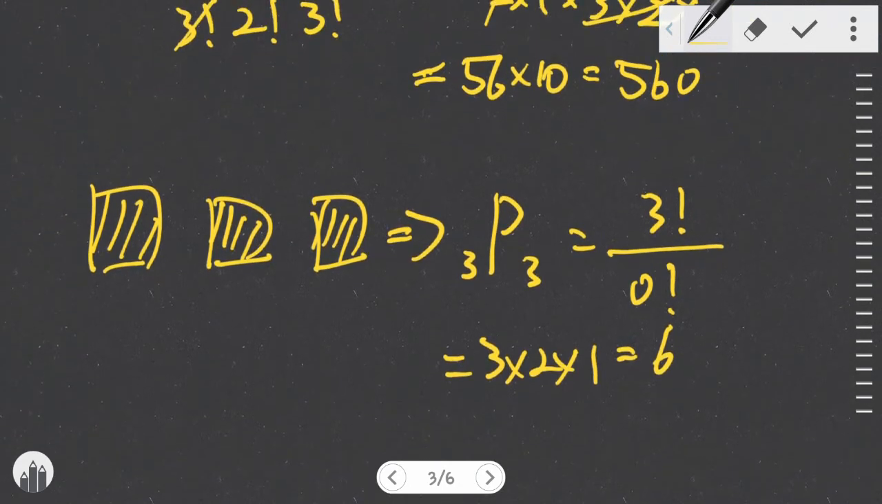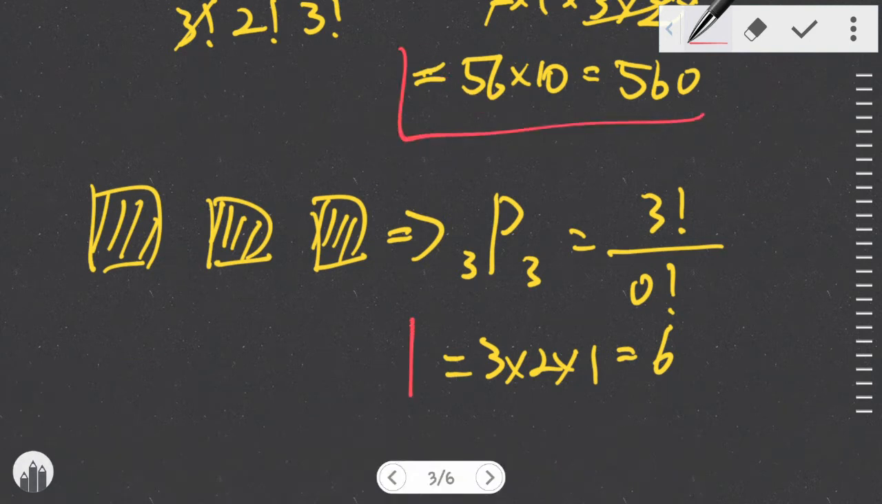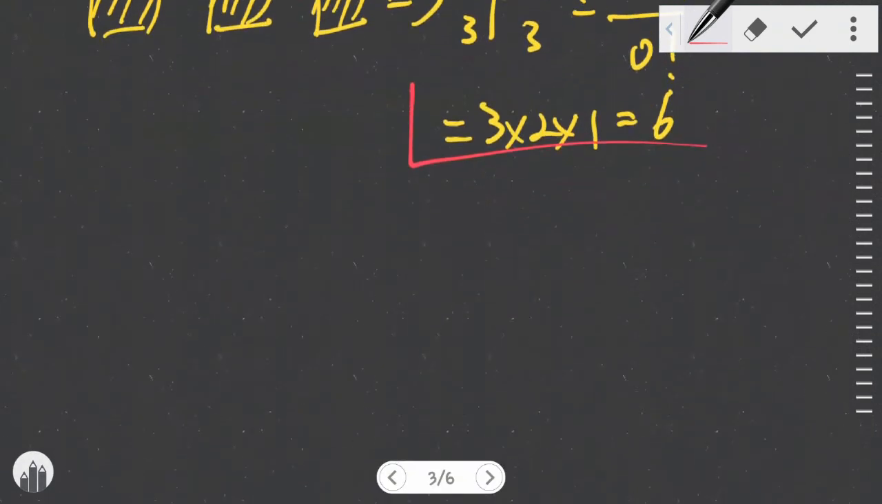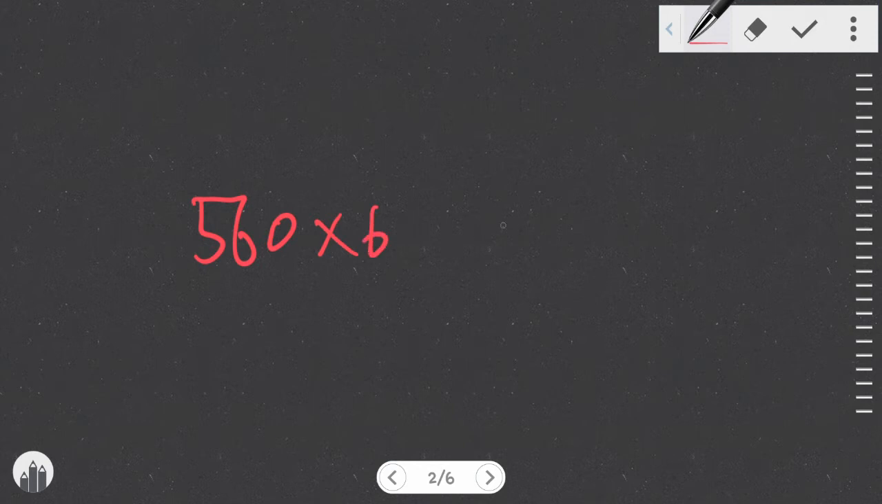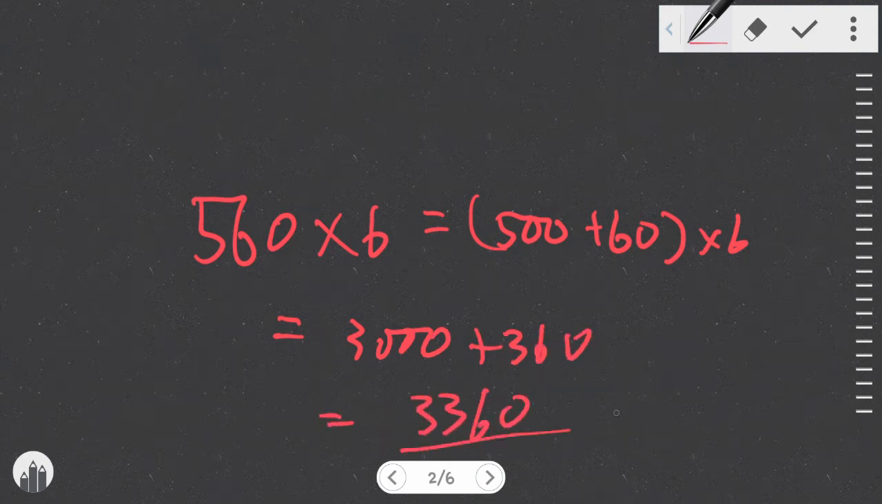So now we have the number of ways of choosing 3 flags and aligning 3 flags in a line. What should we do? Simple. Multiply it. 560 times 6 equals, let's divide that up for a sec, 500 plus 60 times 6, which equals 3000 plus 360, which equals 3360. That is the answer. Let's go.